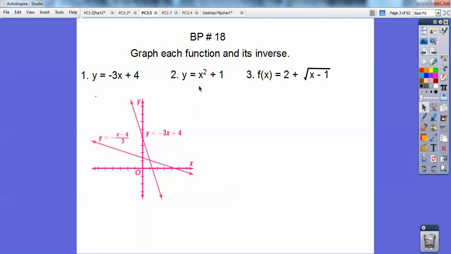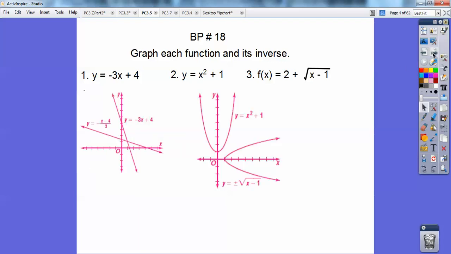This one, you're going to go x equals y squared plus 1, and then subtract 1 from both sides, and you get y equals plus or minus the square root of x minus 1. Notice this is a parabola. That's this guy right here, and it's going up there at plus 1, and here's the inverse over here. We did that in our last lesson.